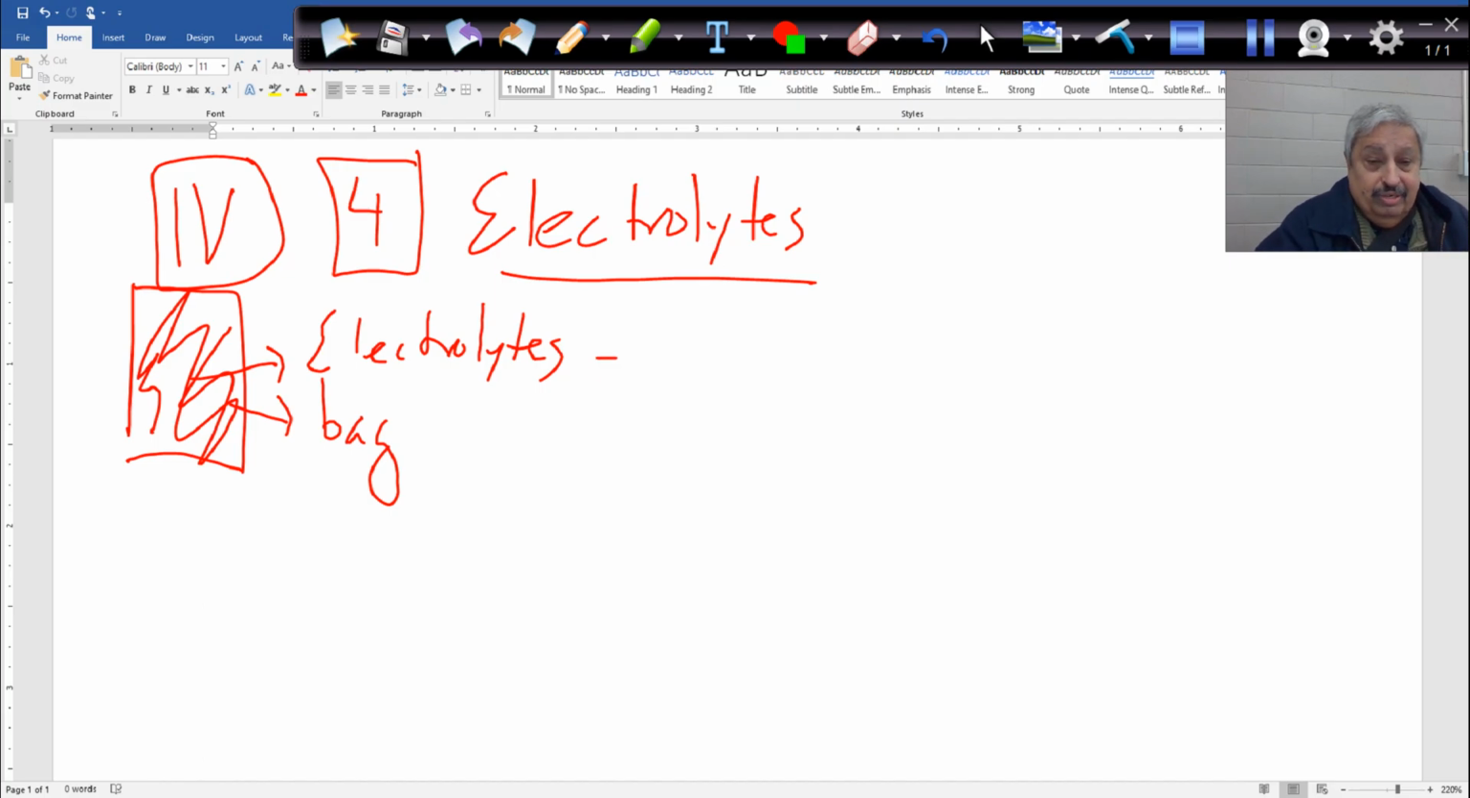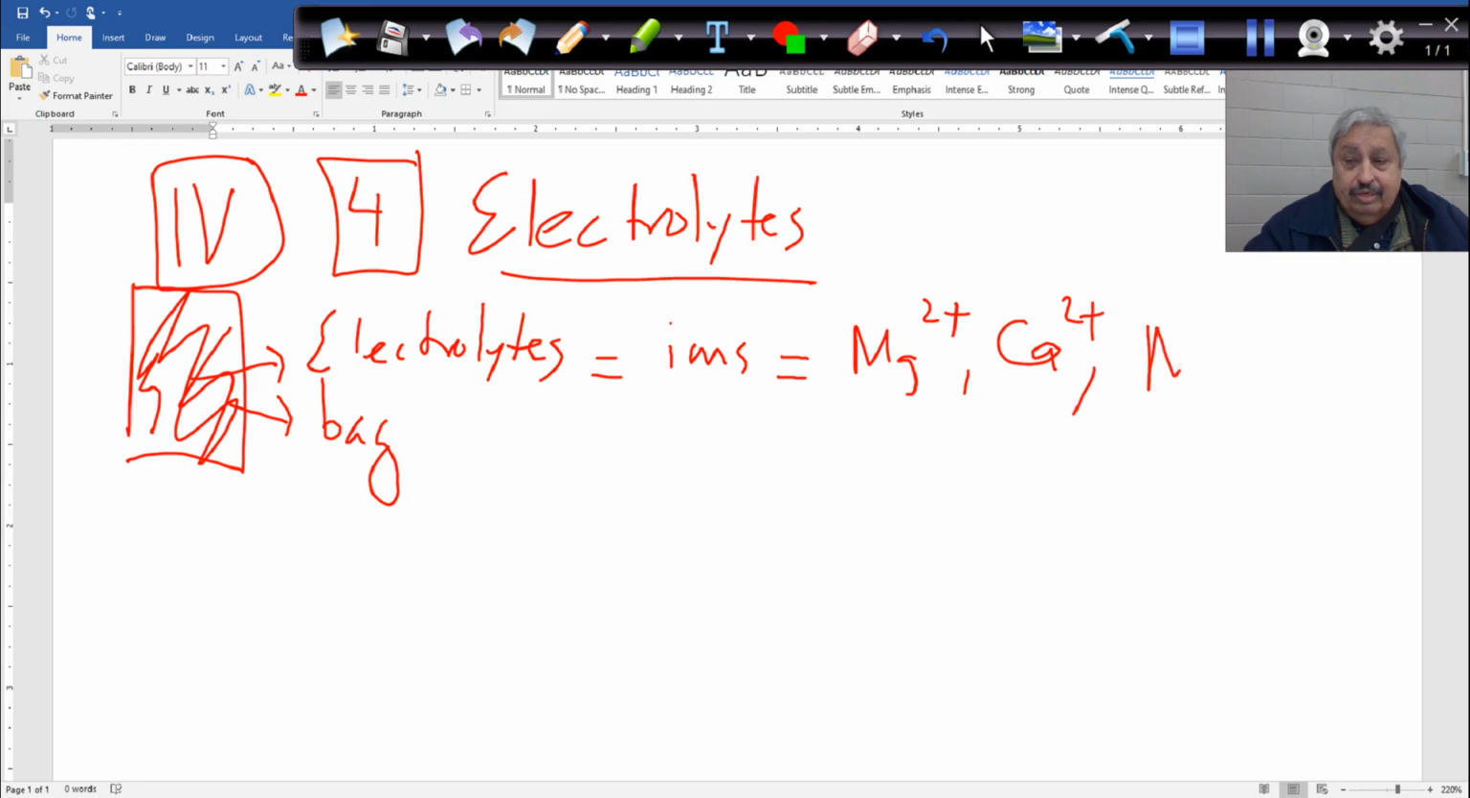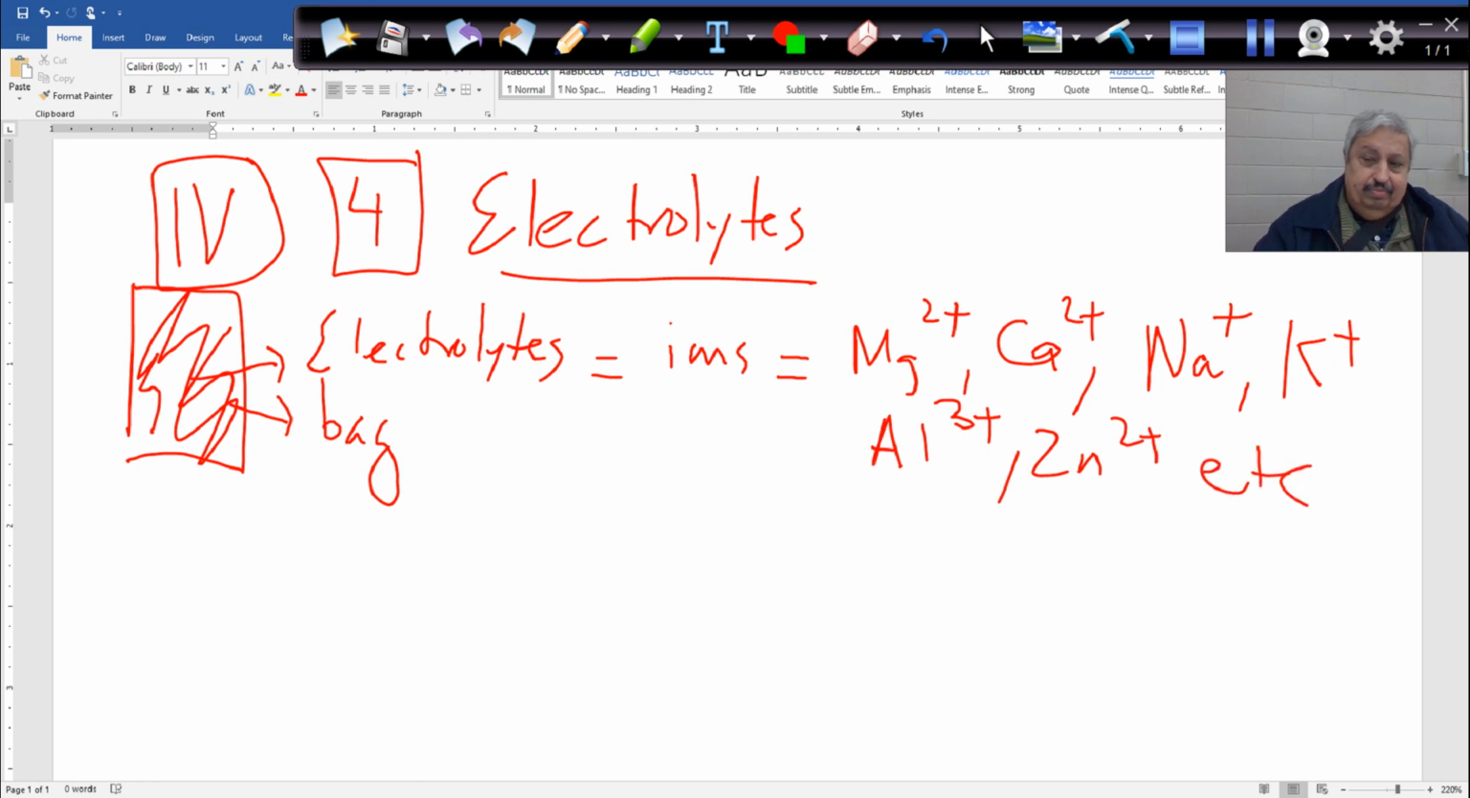So electrolytes mean ions, and those are very important, such as magnesium, calcium, sodium, potassium, aluminum, zinc, and so on. Those are the good ones, but those are the very few.